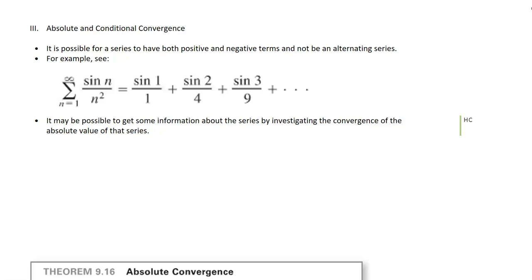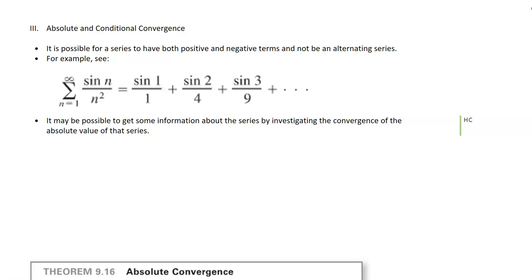In this video, we're going to discuss the concept of absolute and conditional convergence. It is possible for a series to have both positive and negative terms and not be an alternating series. For example, sine of n over n squared, which would be sine of 1 over 1 plus sine of 2 over 4 plus sine of 3 over 9 and so on, is going to have positive and negative terms based on the number plugged in, but it's not actually an alternating series.